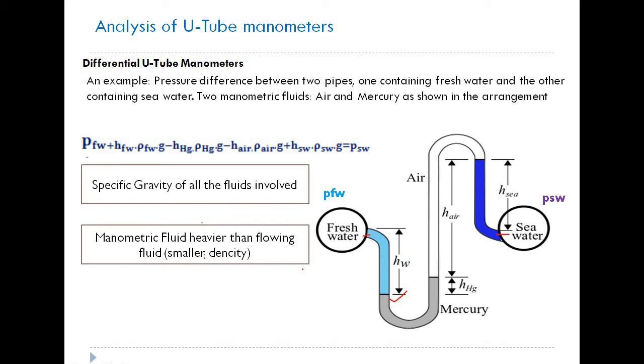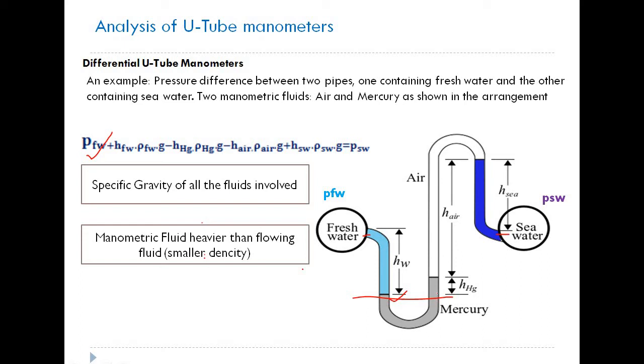That is written here. PFW plus rho fresh water into g into HFW. Instead of HW, for clarity, we have taken HFW. That means pressure or head due to this fresh water, density of fresh water into g. That is the pressure acting here. We are taking pressure balance. So at the same horizontal level, pressure will be the same. So the pressure acting here will be same as pressure acting here because the fluid is same, mercury.